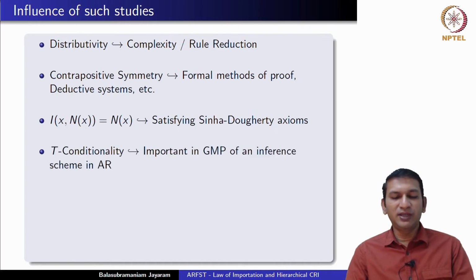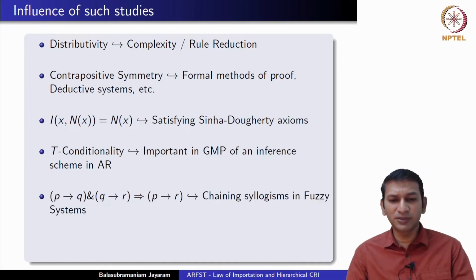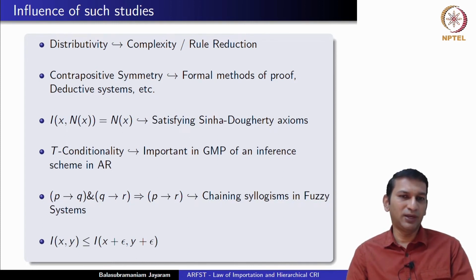Of course, we know about T-conditionality, how it is important in generalized modus ponens of an inference scheme, especially when we discussed a single CISO rule. This hypothetical syllogism is again useful in chaining syllogism in fuzzy systems. And this inequality, which is called the special inequality, such implications are called special fuzzy implications. They are shown to be useful in some data mining applications.